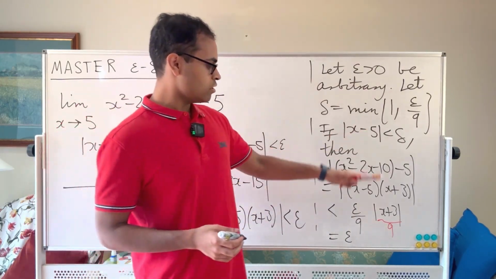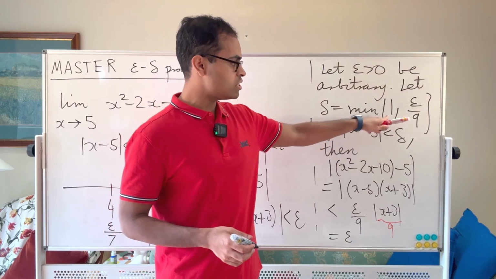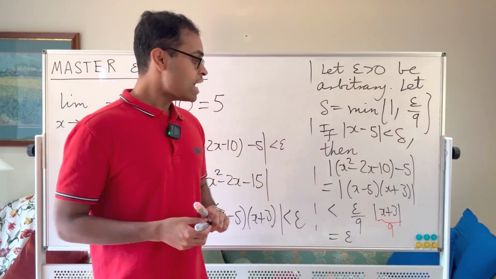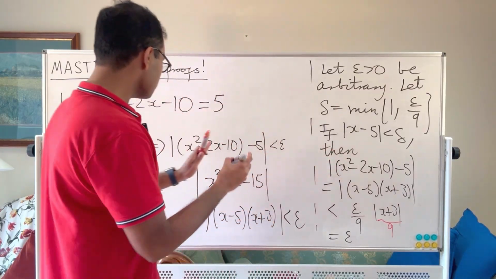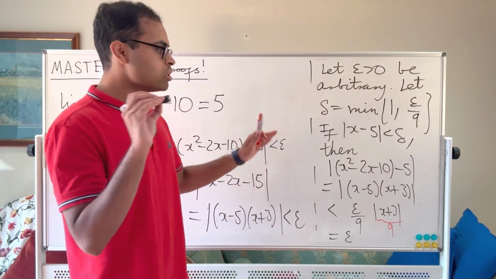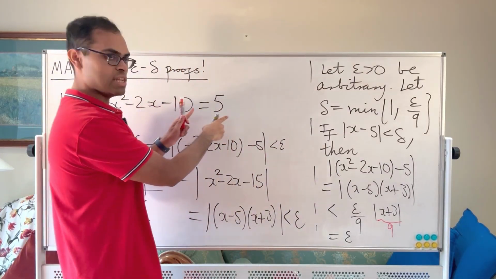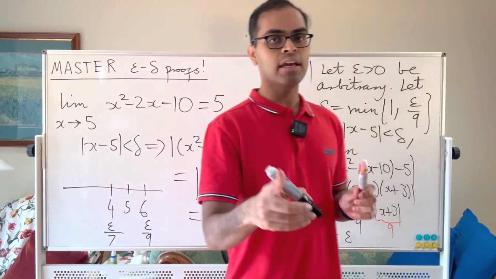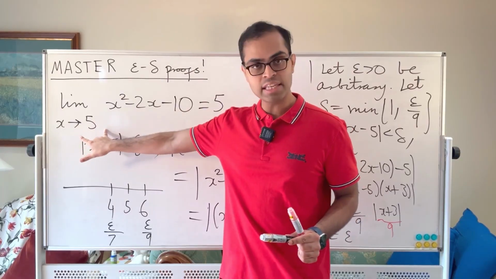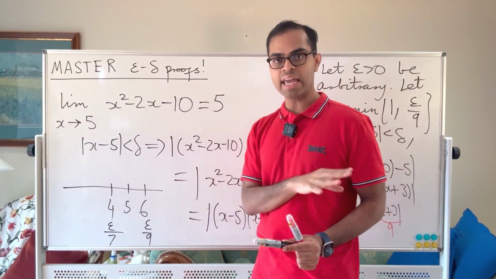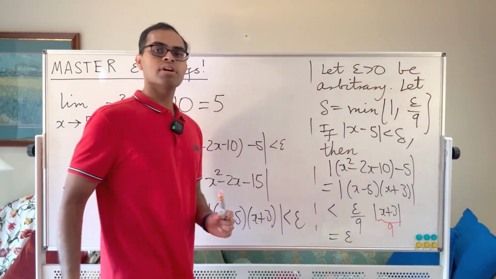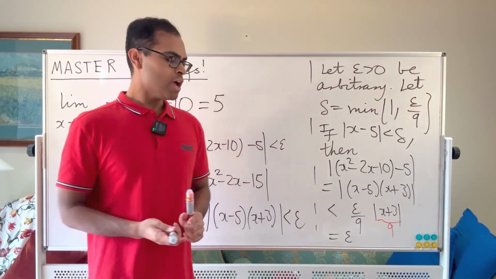So we've ensured that whatever epsilon I've chosen, you found a delta, which is the minimum of 1 and epsilon over 9, to ensure that if the absolute value of x minus 5 is less than delta, then the absolute value of this expression, x squared minus 2x minus 10 minus 5, is less than epsilon. So we've ensured that no matter how close I want x squared minus 2x minus 10 to be to 5, you can find a certain degree of closeness of x to 5, because we have the limit as x goes to 5. You can find a delta, playing a game, so that if the absolute value of x minus 5 is less than delta, then the absolute value of x squared minus 2x minus 10 minus 5 is less than epsilon. I hope that makes sense.